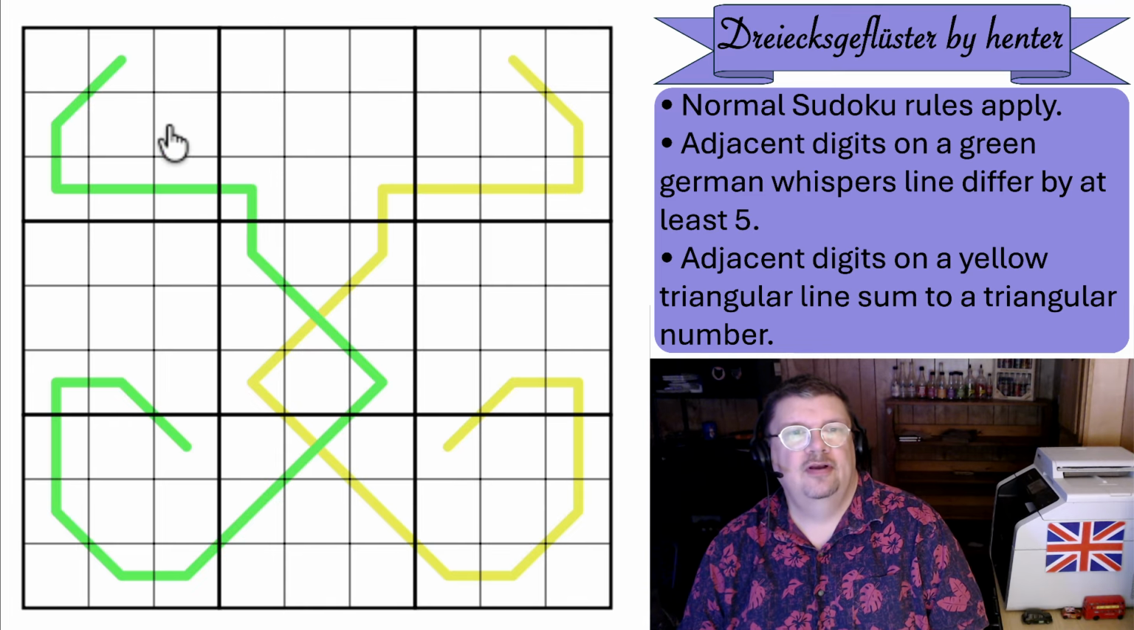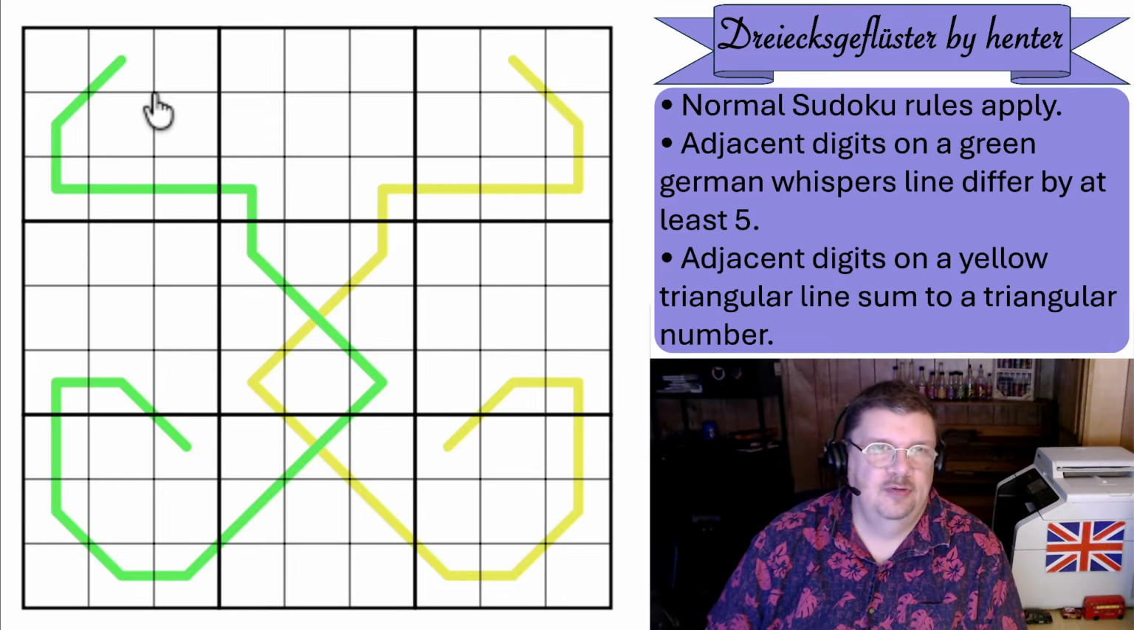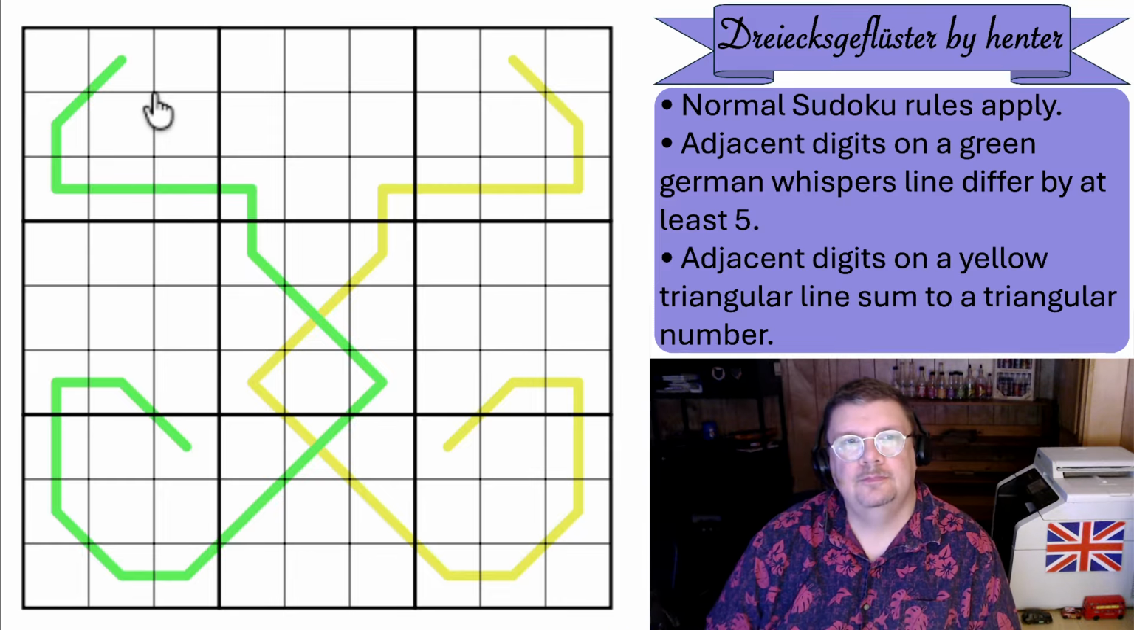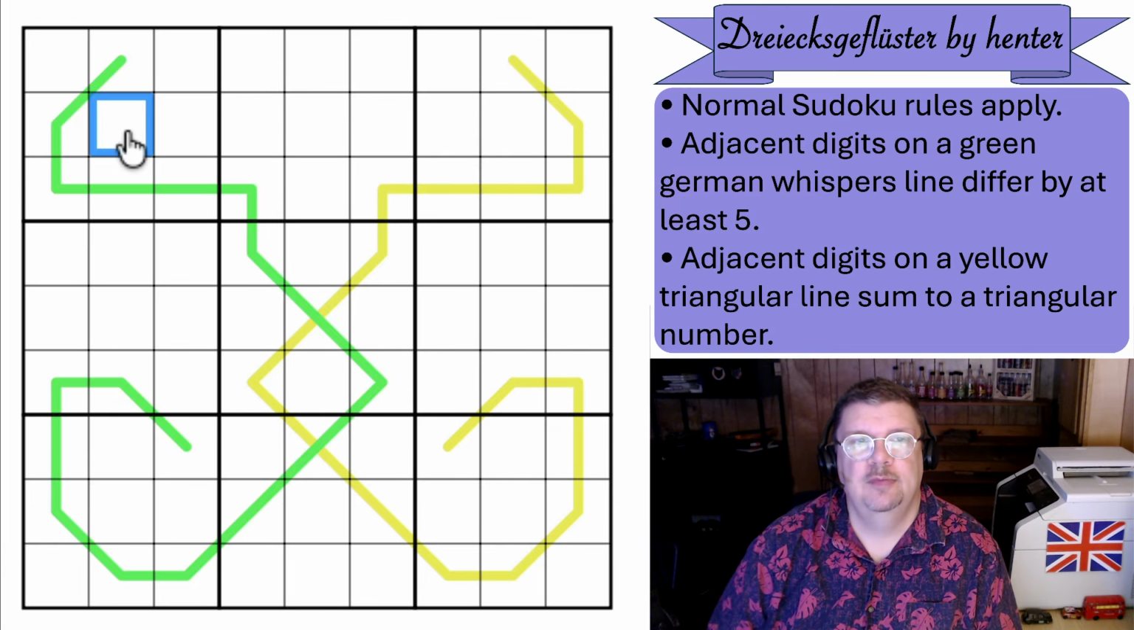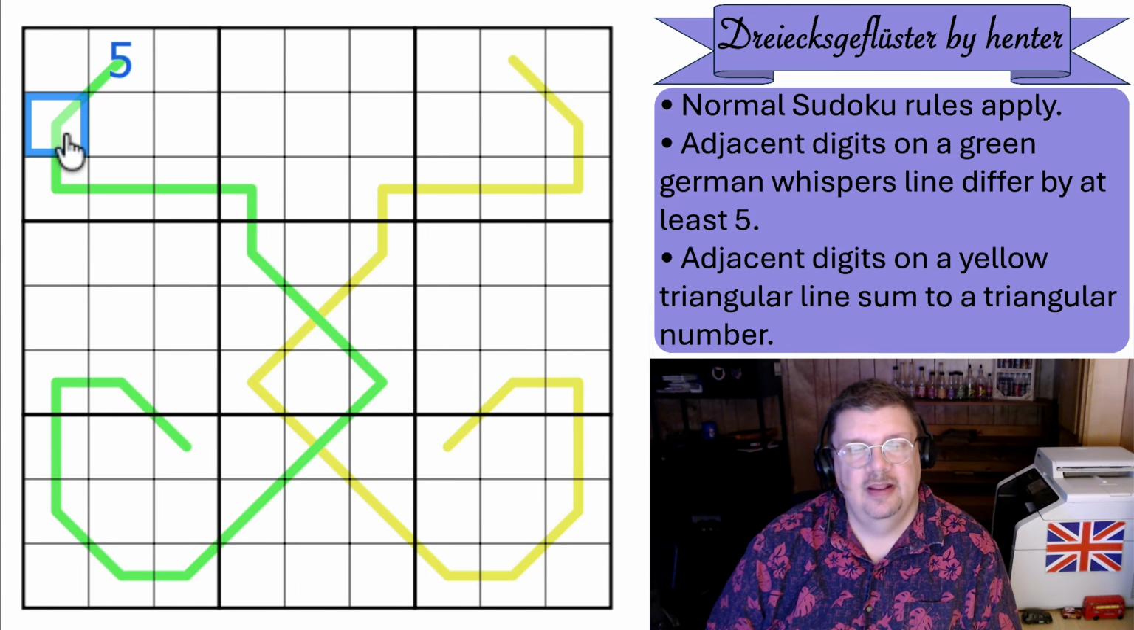I think we'll first look at the German whisper line, because I know the secrets of German whisper lines. They are, first of all, I cannot put a 5 on a German whisper line, because if I do that, then the next digit has to be either 0 or less or 10 or more, and they are not valid Sudoku digits.